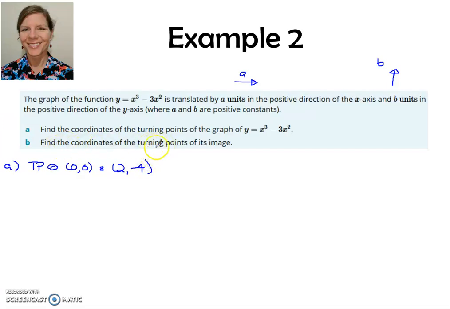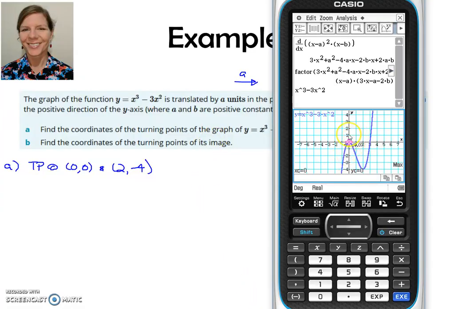Now, find the coordinates of the turning points of its image. Imagine we move this A units this direction and B units up. We're not dilating this or changing the shape in any way, we're just translating. So if we go A units this direction, both points will move, so the 0 will become A, and the 2 will become 2 plus A. Now we shift it up, so the y value of 0 will become B, and the -4 will go up B, so -4 plus B.